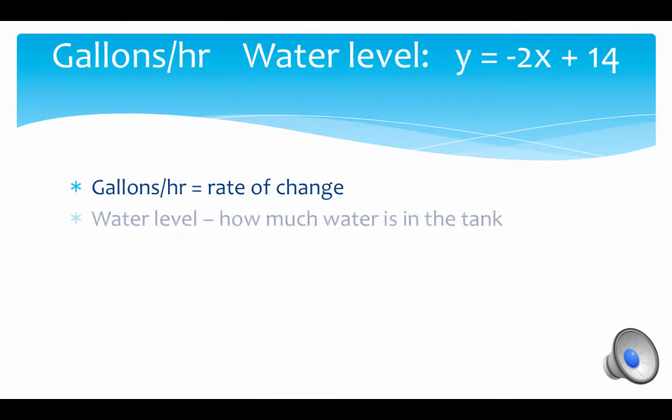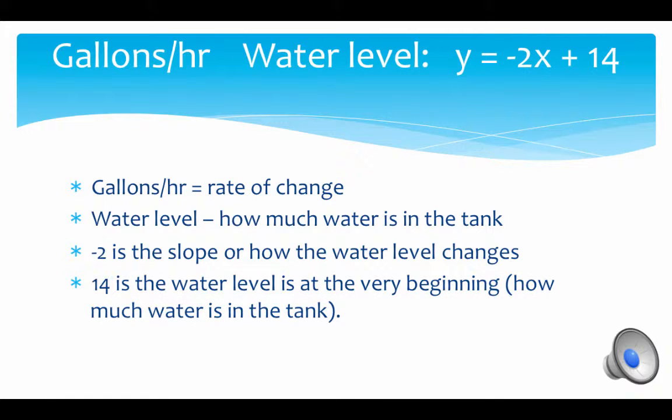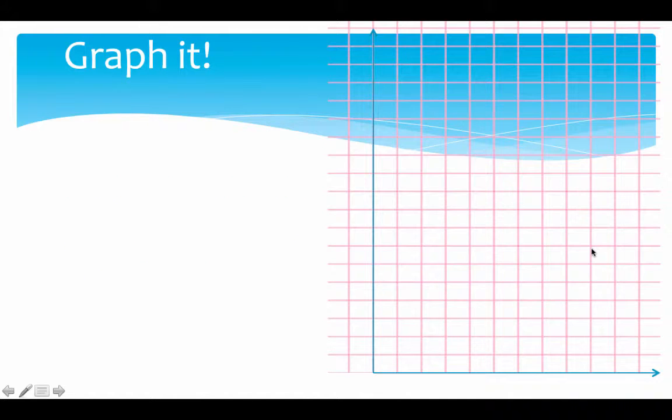Gallons per hour, water level, negative 2, and 14. As you can see, gallons per hour is the rate of change, the water level is how much water is in the tank, negative 2 is the slope, or how the water level changes, and 14 is the water level at the very beginning, or how much water is actually in the tank.